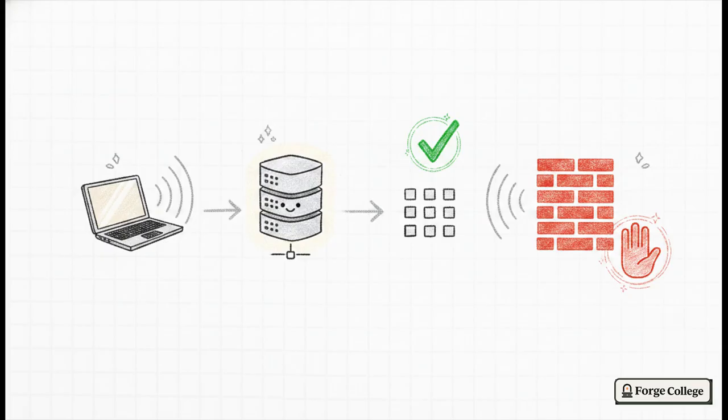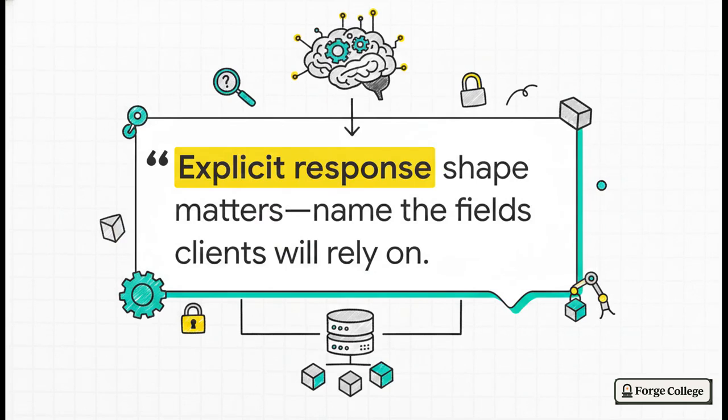You can also test your bouncers, by the way, by intentionally leaving the ID off the end of the URL to make sure you get that sweet HTTP 400 invalid request error. If you got all that, congratulations, your server is alive and kicking. As we start to wrap things up, I want to leave you with this core philosophy directly from our source material. Explicit response shape matters. Name the fields clients will rely on and return them deterministically so AI tools can parse reliably.